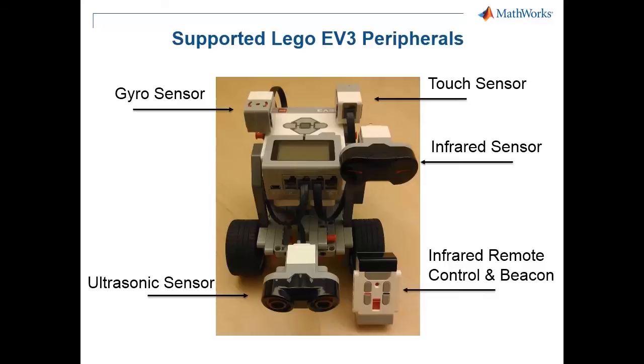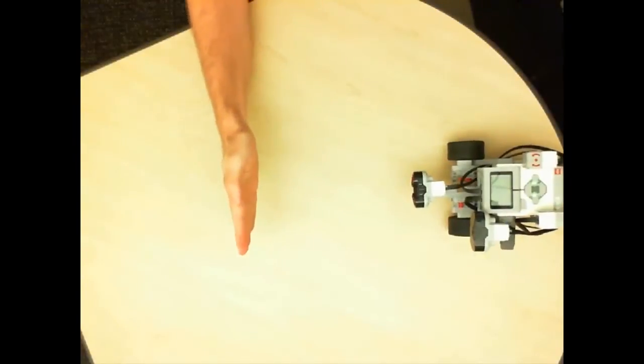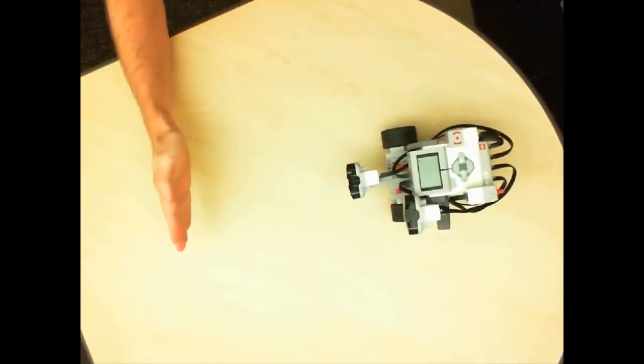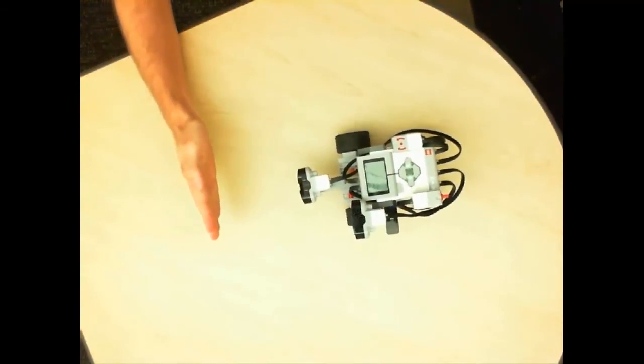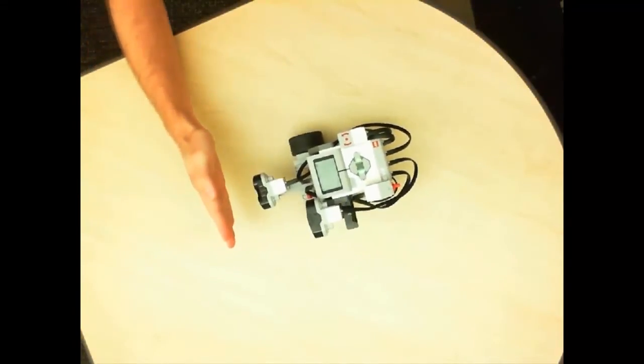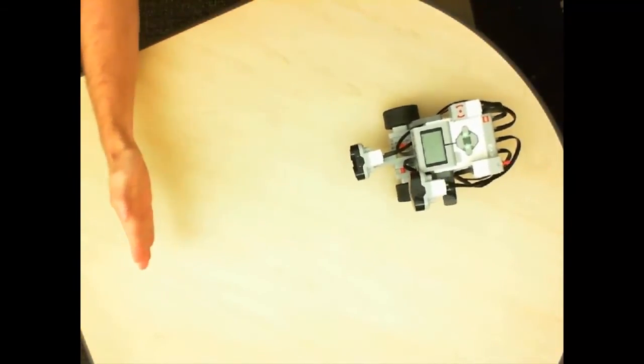and infrared remote control. In this demo, MATLAB implements a proportional control to maintain a set distance away from my hand. The ultrasonic proximity sensor on the front of the robot is used to read in distance readings to MATLAB.